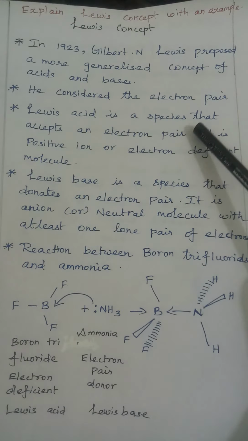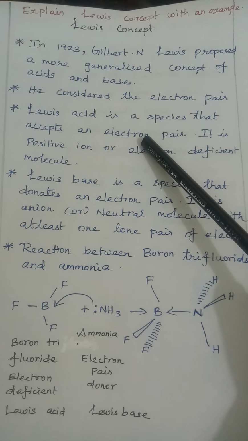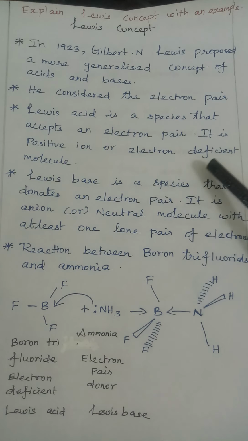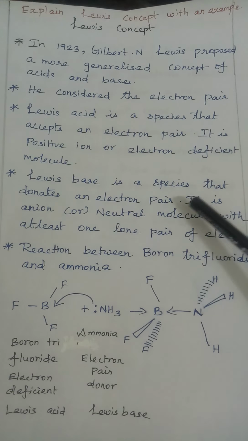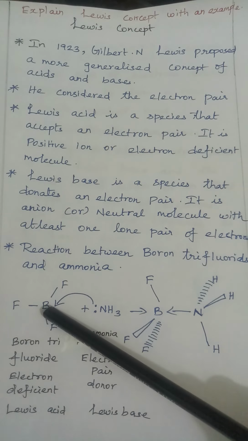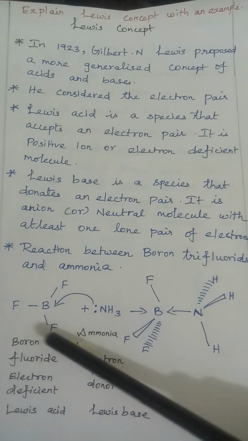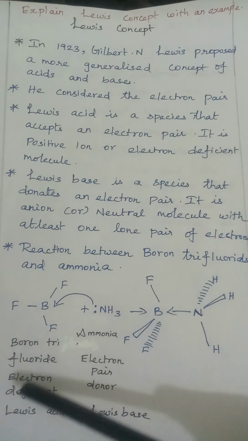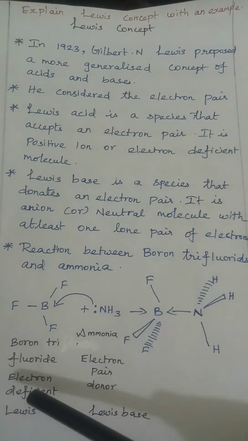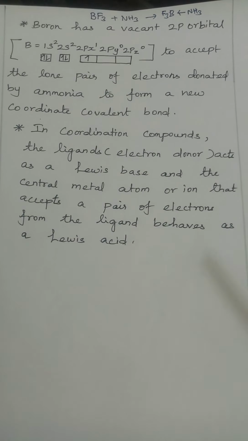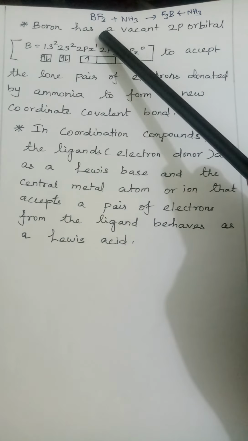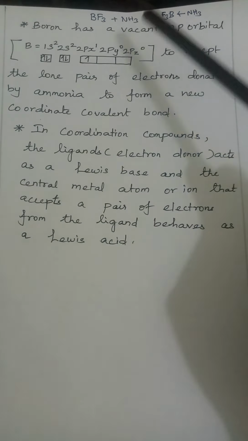So a Lewis acid is a species that accepts an electron pair. It is a positive ion or electron deficient molecule. A Lewis base is a species that donates the electron pair. It is an anion or neutral molecule with at least one lone pair of electrons. Boron trifluoride combines with ammonia to form the compound.